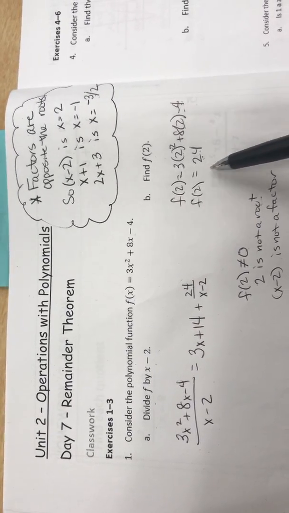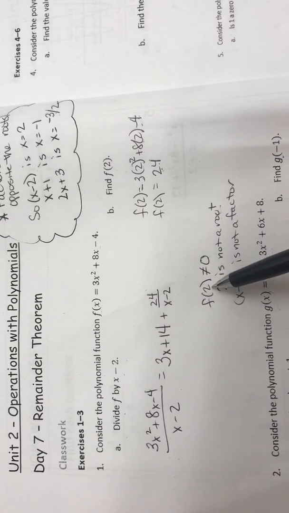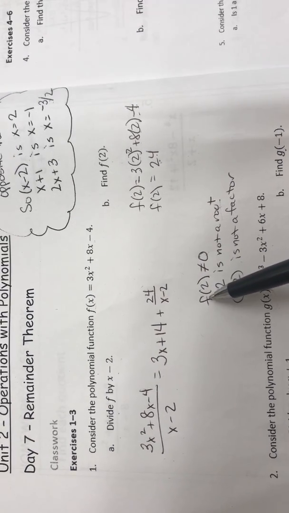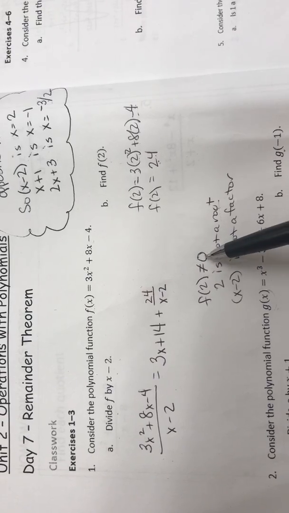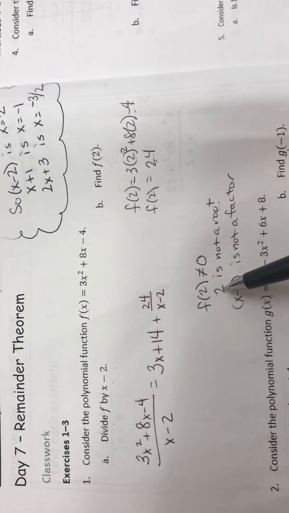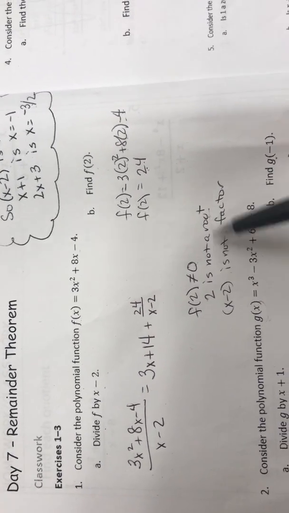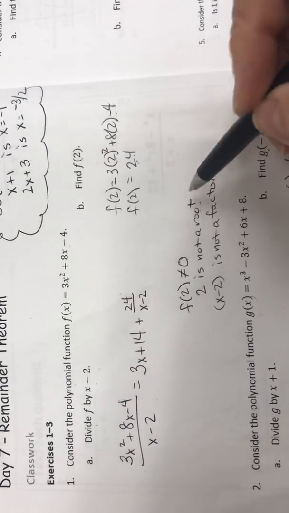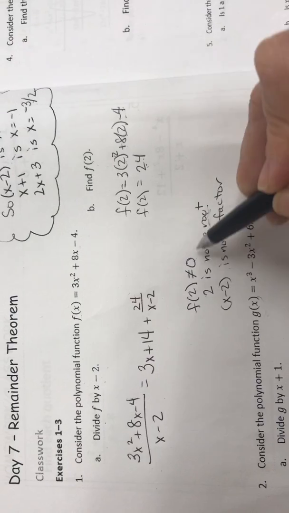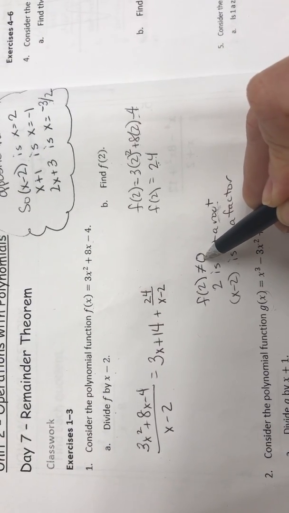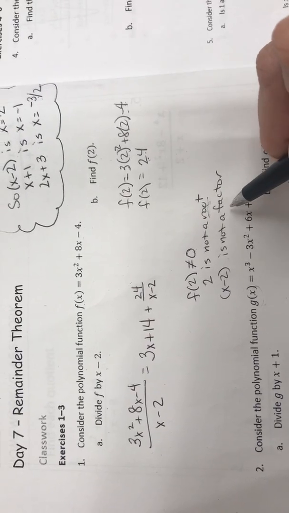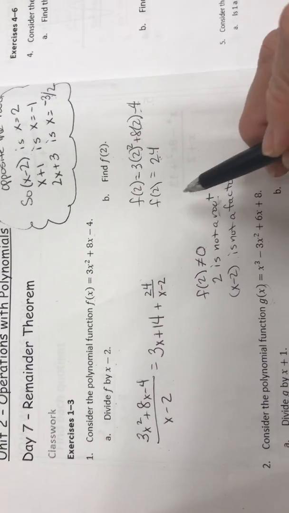Remember? And I mentioned that if you get a remainder, which means that the function at 2 is not 0, then 2 is not a root, and x minus 2 can't be a factor, okay? Because the other word for root is 0, or solution, or x-intercept. Remember that? That was a couple days ago.